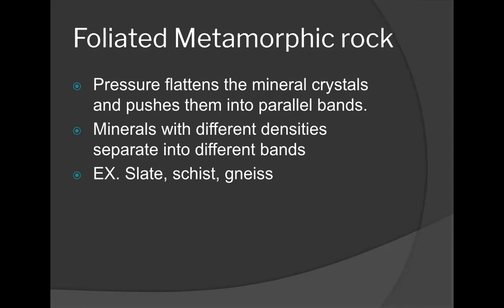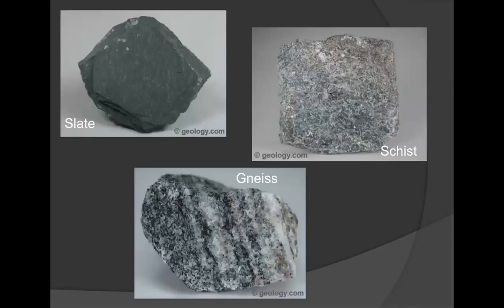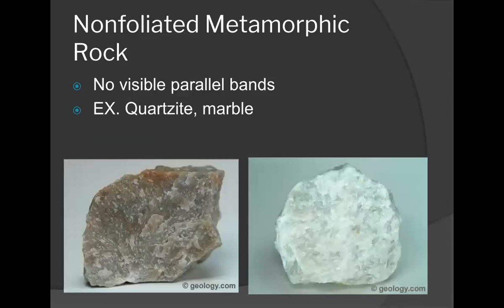There is foliated metamorphic rock. Pressure flattens the mineral crystals and pushes them into parallel bands. Minerals with different densities separate into different bands. For example, slate, schist, and gneiss. Up here, you have a picture of slate, schist, and gneiss. Next is non-foliated. This is going to be the opposite. There are no visible parallel bands. Quartzite and marble are examples of this.